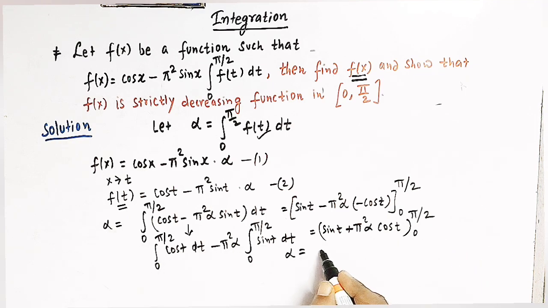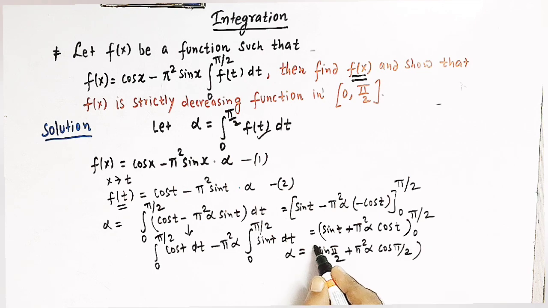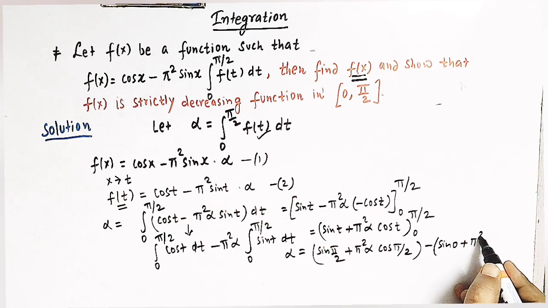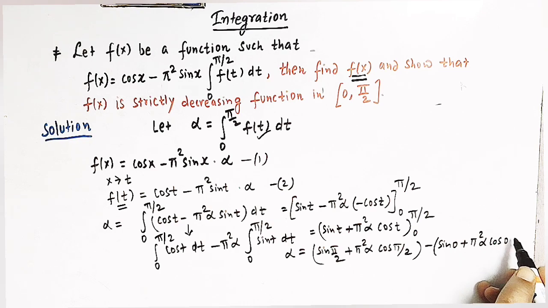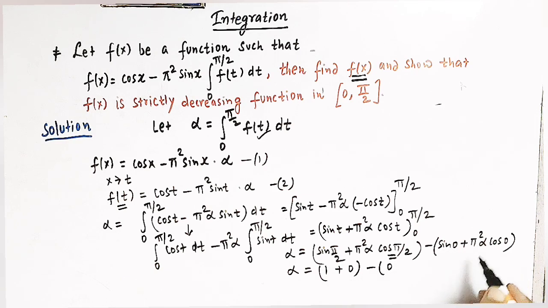So the value of alpha is now sine pi by 2, then we have pi square alpha cos of pi by 2, and then we have minus sine of 0 plus pi square alpha, and here we have cos of 0. Now sine pi by 2 is 1 and cos pi by 2 is 0, so this term is 0, and then sine 0 is 0, and here we have cos 0 is equal to 1, so we have simply pi square alpha times 1, that is pi square alpha.